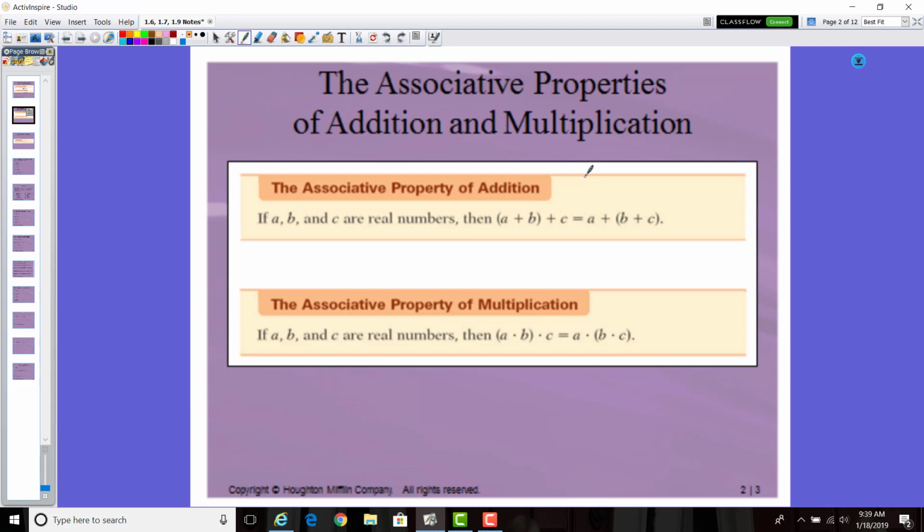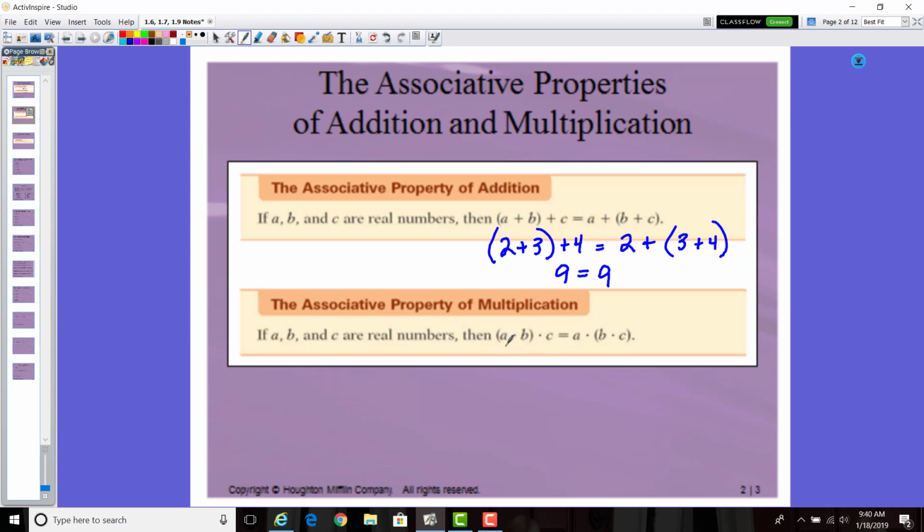the order of which ones you group together to add first or multiply first does not matter. So if I add A plus B first and then add C, I'm going to get the same thing if I add B plus C and then go back and add A. So as an example, let's do 2 plus 3 plus 4. Will that be the same as 2 plus the sum of 3 plus 4? So over here we get 5 plus 4, which gives us 9. Over here we get 7 plus 2, which still gives us 9.